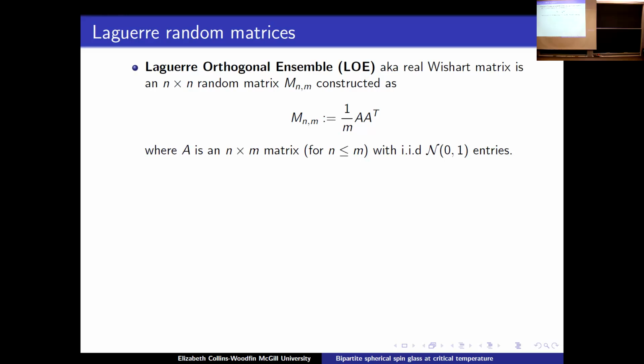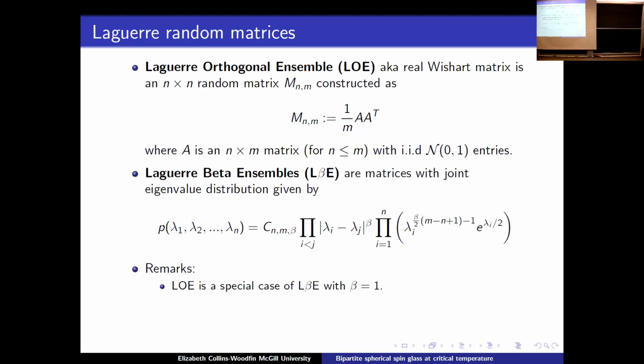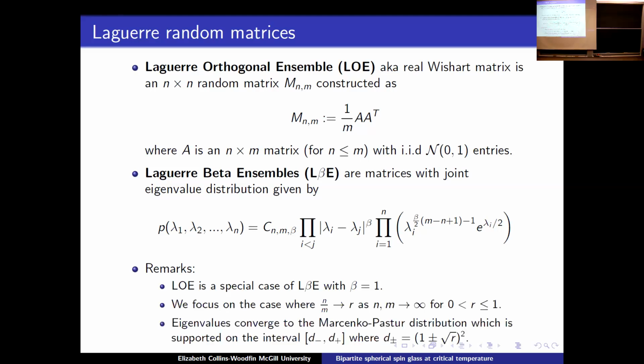There is another way to construct this, which is via its joint eigenvalue distribution. So we can define the set of matrices whose eigenvalues obey this density function. It's this messy formula. It has beta in it. And when beta is equal to 1, this is the eigenvalue density for the Laguerre orthogonal ensemble or the Wishart matrix. So the beta equals 1 is the one that we're interested in. It's a special case of this larger class of random matrices.